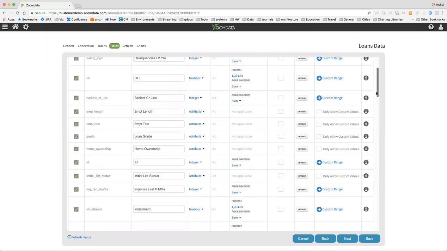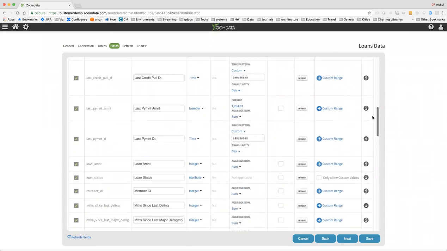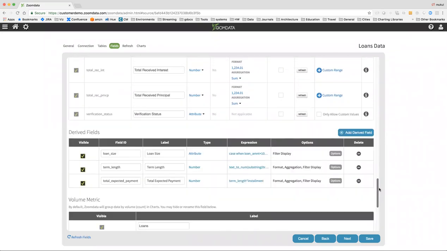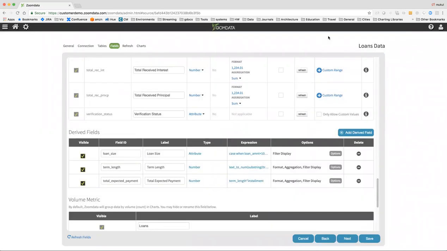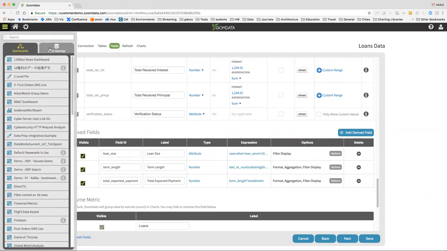In addition to the fields in the data set, I've also used Zoom Data's derived fields functionality to add certain additional contextual information. For example, based on the loan amount, I've added a loan size field that essentially buckets the loan into three main categories of small, medium, and large. And we'll see as part of the demo how I can use these derived fields for more meaningful insights. So now let's begin exploring this data set and try to find some cool insights.